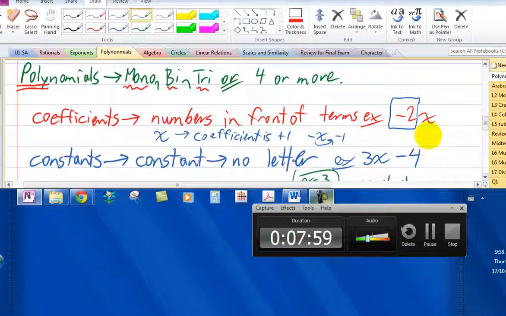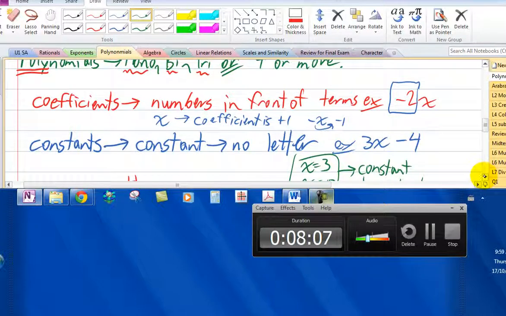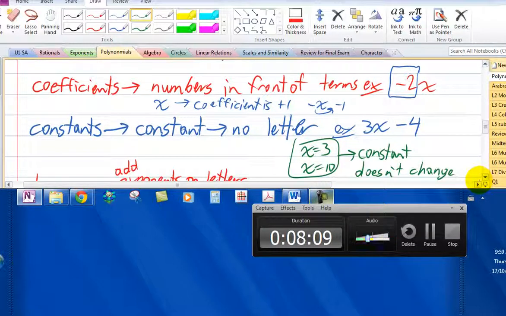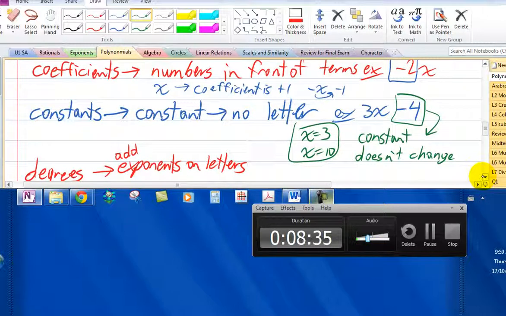So for example, if we have 3x minus 4, the x value can change. We can say x equals 3, or we can say x equals 10. But the constant doesn't change. The value of negative 4 stays the same. So x can change, meaning 3x can change. But negative 4, the value will never change at all. So what does your constant stay? Constant stays constant.